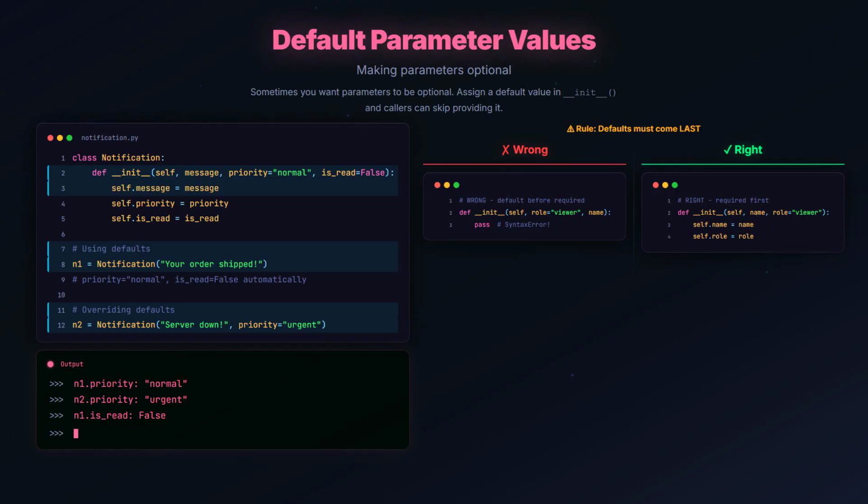Important rule. Parameters with defaults must always come after parameters without defaults. If you put a default parameter before a required one, Python will throw a syntax error. Always put required parameters first, then optional ones with defaults.